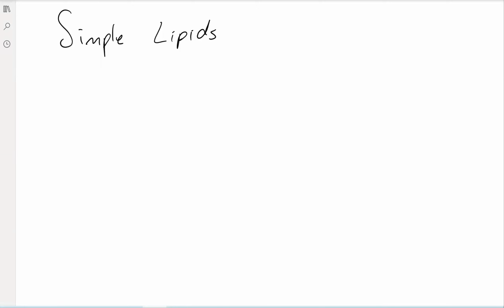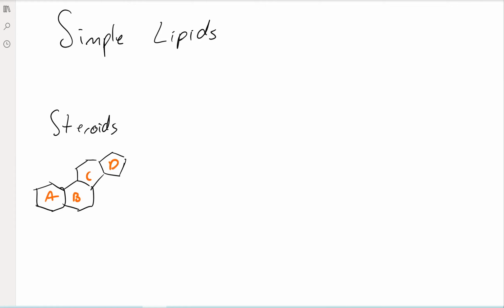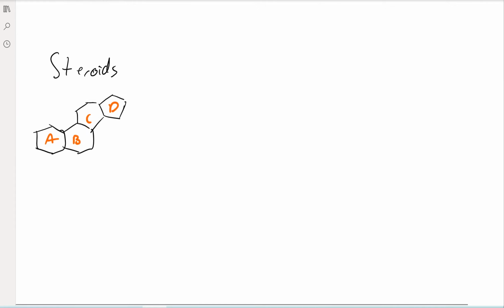All right, and then finally here we have simple lipids. You'll see, in my opinion, they're not as simple as the other complex lipids, but whatever. The first classification are steroids. And so these have 3 6-membered rings and then 1 5-membered ring. So these are often called A, B, C, and then D for the 5-membered ring.